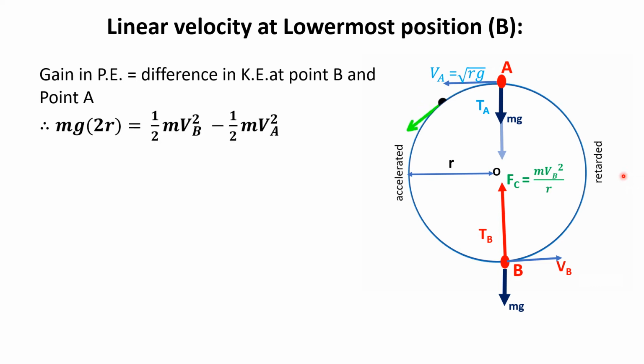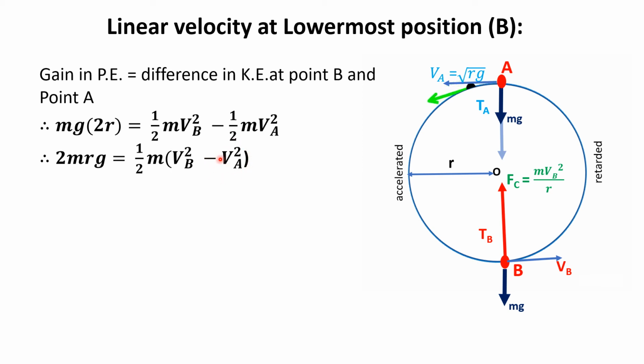Just substitute the values in this equation. We get the equation as mg into 2r is equal to half mVb square minus half mVa square, where half mVb square is the kinetic energy at point B and half mVa square is the kinetic energy at point A. So we find that half m is a common factor and we can take it out of the bracket, and we write the equation as 2mrg is equal to half m into (Vb square minus Va square), close the bracket here.